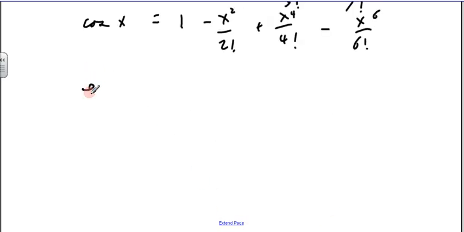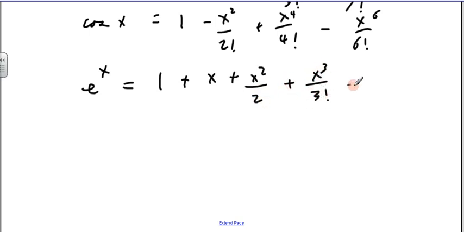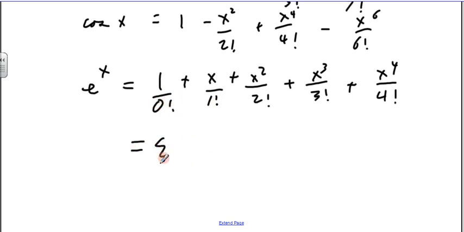And then there's the e to the x guy. 1 plus x plus x squared over 2 plus x cubed over 3 factorial plus x to the 4th over 4 factorial, etc. And you could put a factorial there and a 1 factorial here and a 0 factorial there and have the same thing. Summation n equals 0 to infinity, x to the n over n factorial. Just in case you need to think about those on the next test, which you might have to do.